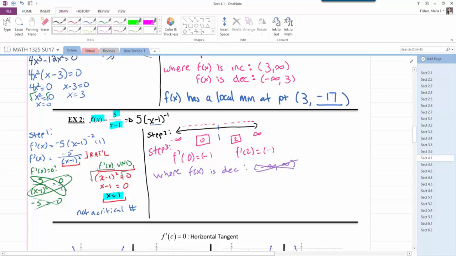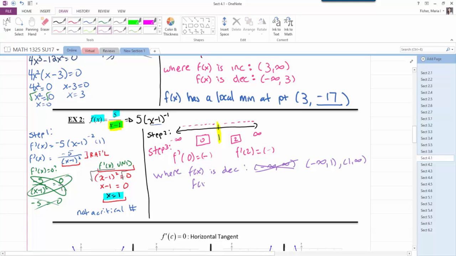We can't do from negative infinity to positive infinity, and the reason is because the number 1 here does not exist in the domain of the given function. Since 1 is not part of my given function's domain, I can't be increasing or decreasing at a number that's not allowed in my function. So for this, I would have to say that my intervals for decreasing are negative infinity to 1, and then also from 1 to positive infinity.